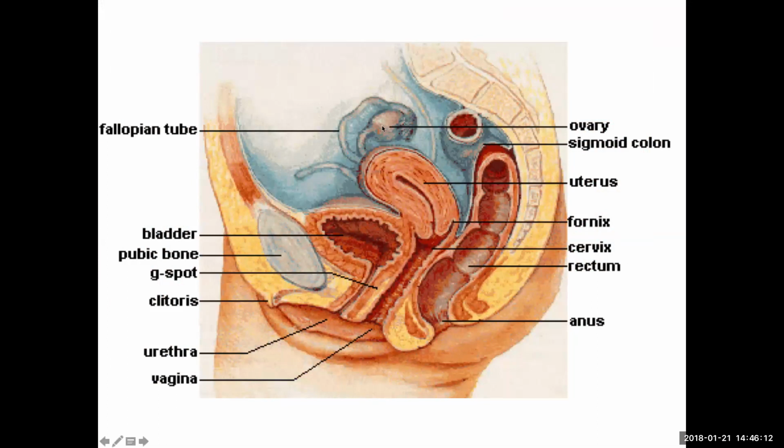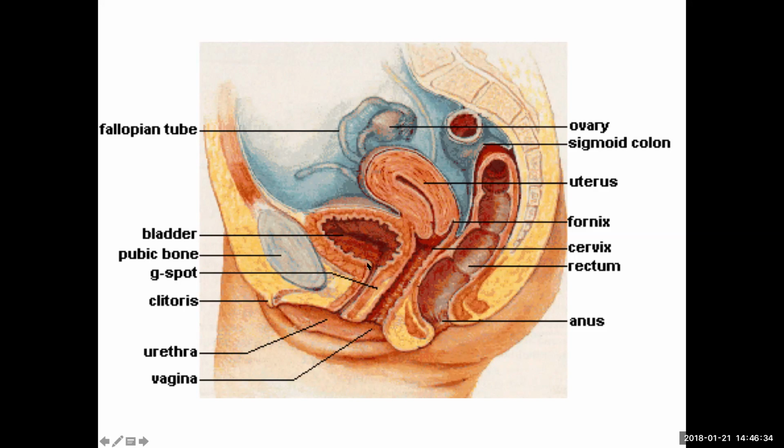The ovaries are here, there's two, but this is only half the body being shown. You can see the ovary is attached by the oviduct or the fallopian tube, or the uterine tube as it's called. It's got three names, and it attaches to the uterus. Okay, this is the neck of the uterus or the cervix, which opens into the vagina.